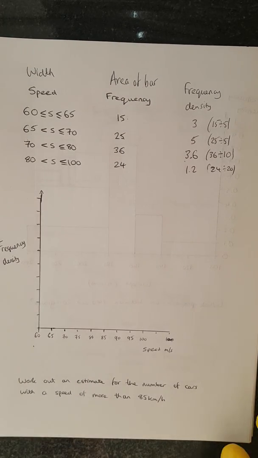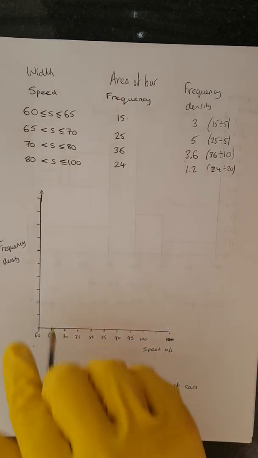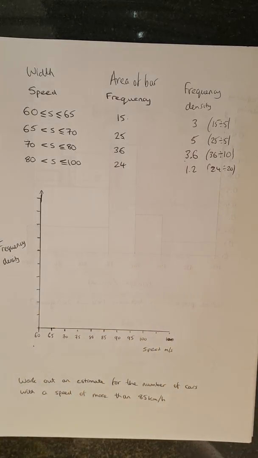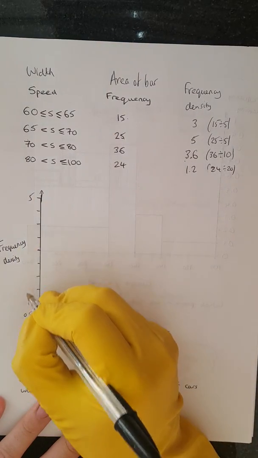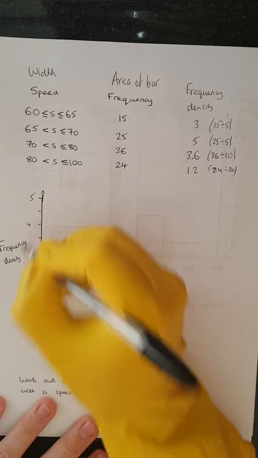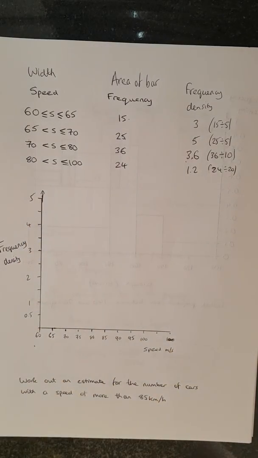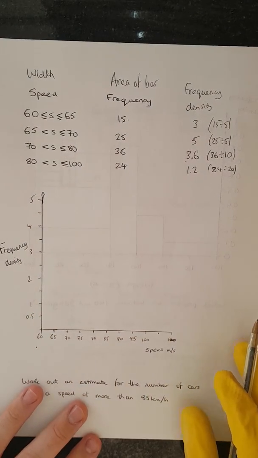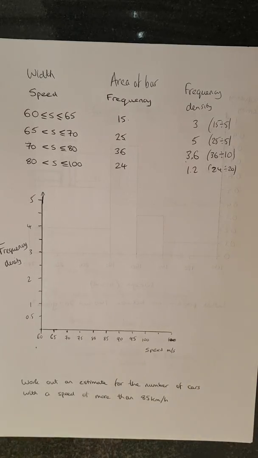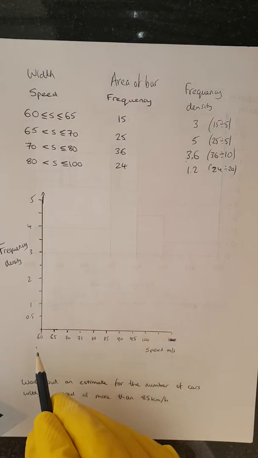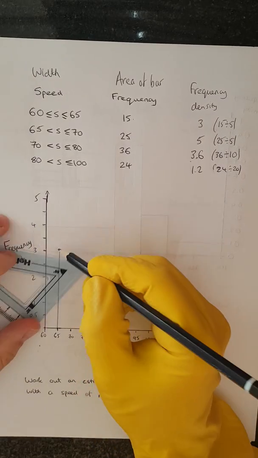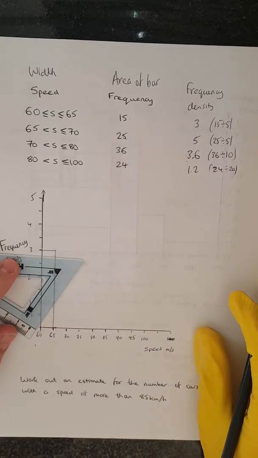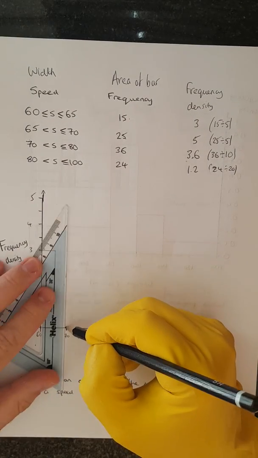So now we can start to really plot this, and we can think about our scale for our y-axis. So it needs to go up to 5. Now I've put 10 marks, so I'm going to put 5 at the top and go up in 0.5s. I don't have to mark every number, I just have to show what the scale is. So the first bar is 60 to 65 and it's 3 tall. So I'll go to 65 and I'll make it 3 tall. Next one is 65 to 70 and 5 tall.